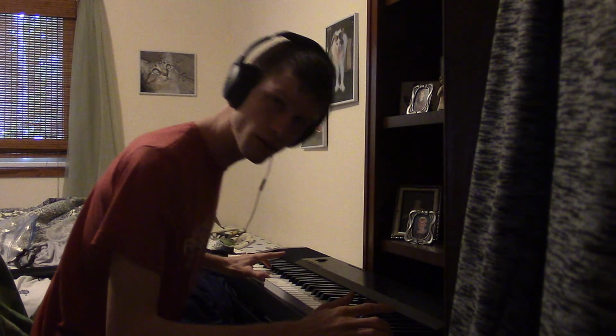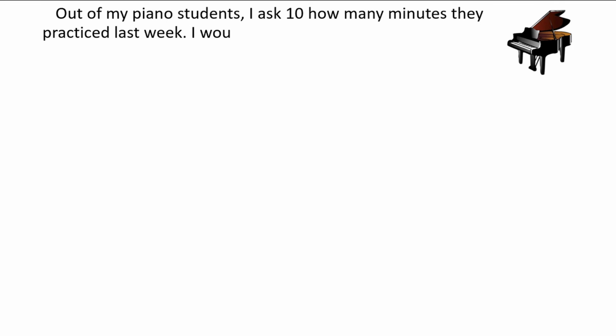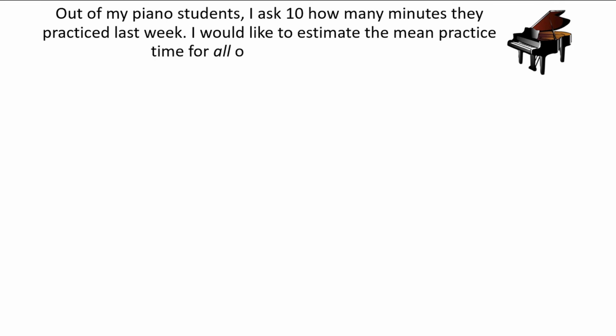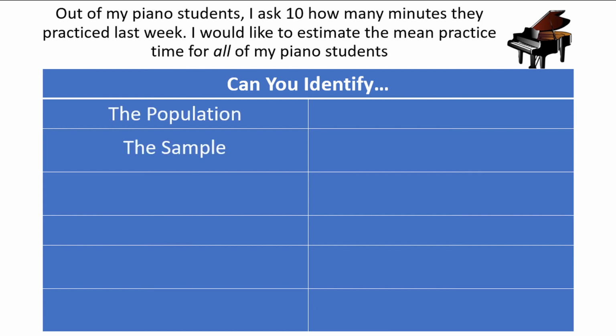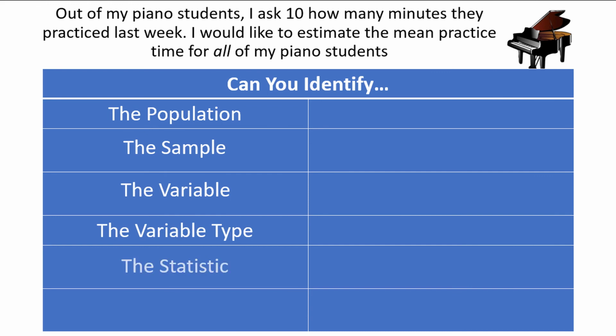Alright, let's look at an example to explore what we've talked about so far. Let's say that I teach piano lessons, and I'm a superstar. So I have plenty of students who always want to take lessons from me. I asked 10 of my students how many minutes they practiced last week. I would like to estimate the mean practice time for all of my piano students. Can you identify the population, the sample, the variable type, either qualitative, quantitative discrete, or quantitative continuous, the statistic, and the parameter? Pause the video and think about your answers, and I'll be back in a moment to discuss.